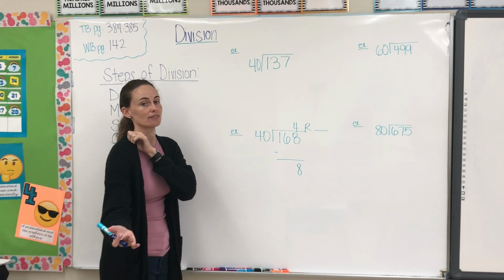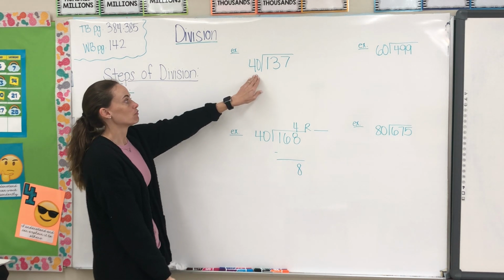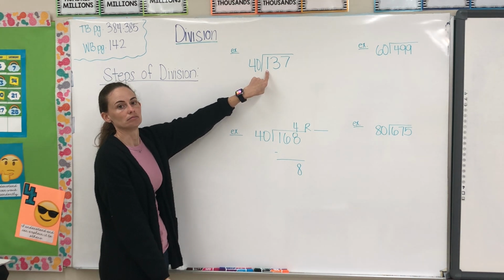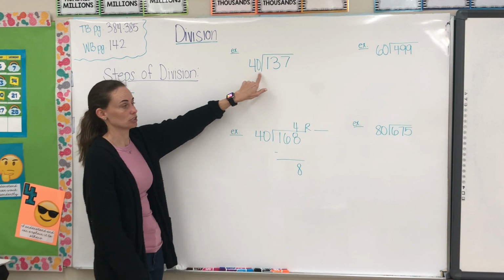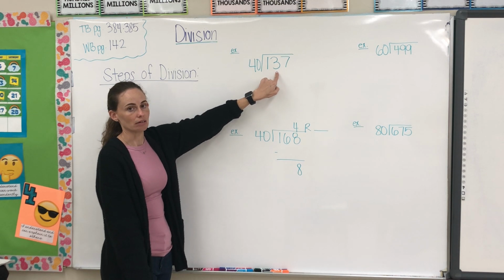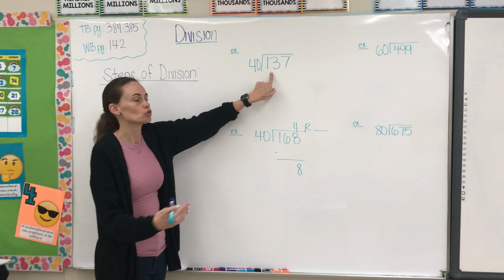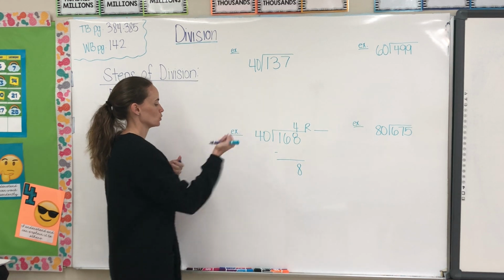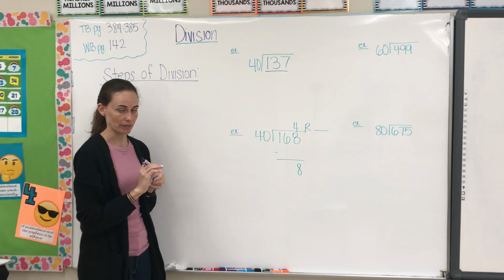All right, so we have to see into what number it's going into, right? Can 40 go into 1? No. If the divisor is larger, it can't go into it. Can it go into 13? Again, no, because 40 is larger than 13. So we need to keep going, and we're going to do the entire number 137, right?